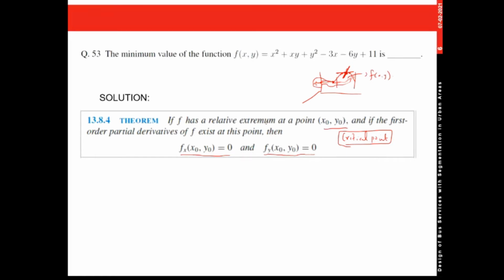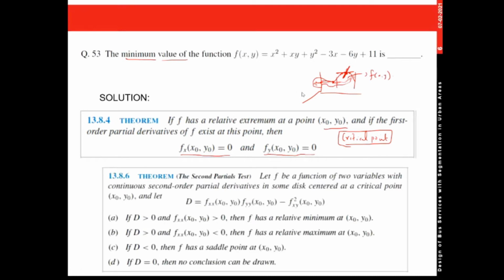The theorem tells us if you have a minimum value or a maximum value, that must occur on the critical point, or maybe, if a boundary is given, it may be on the boundary point. Here there are no boundary points given, so it must occur on the critical point. There is also a second partial test. I have taken this theorem and these statements from Anton's calculus textbook. This is a very good textbook for studying calculus.